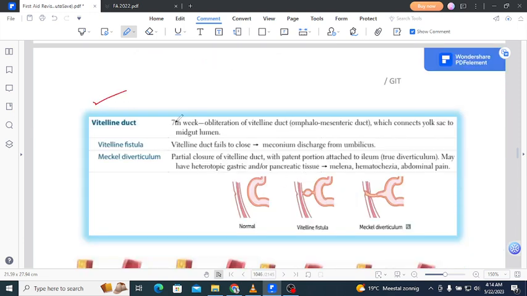Now here you can see the vitelline duct. The vitelline duct, at the 7th week, undergoes obliteration. The vitelline duct, or omphalomesenteric duct, connects the yolk sac to the midgut lumen. It is a connection between the yolk sac and the midgut lumen, and it gets obliterated at the 7th week of gestation.